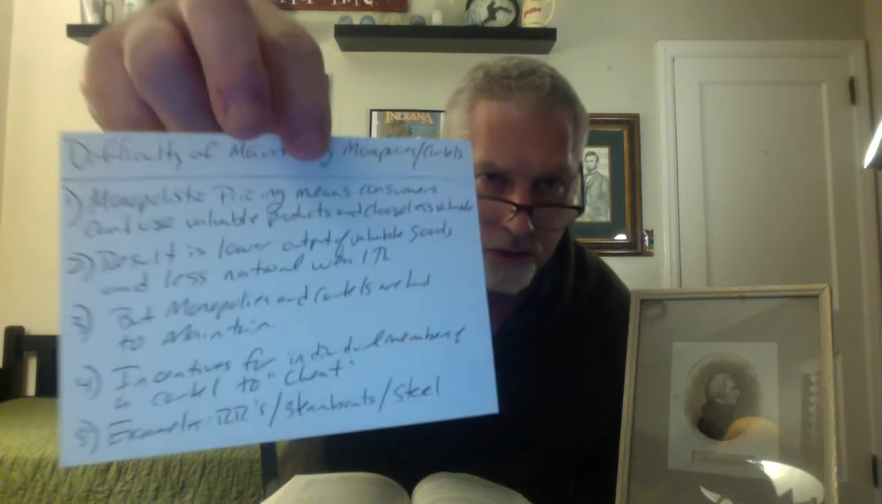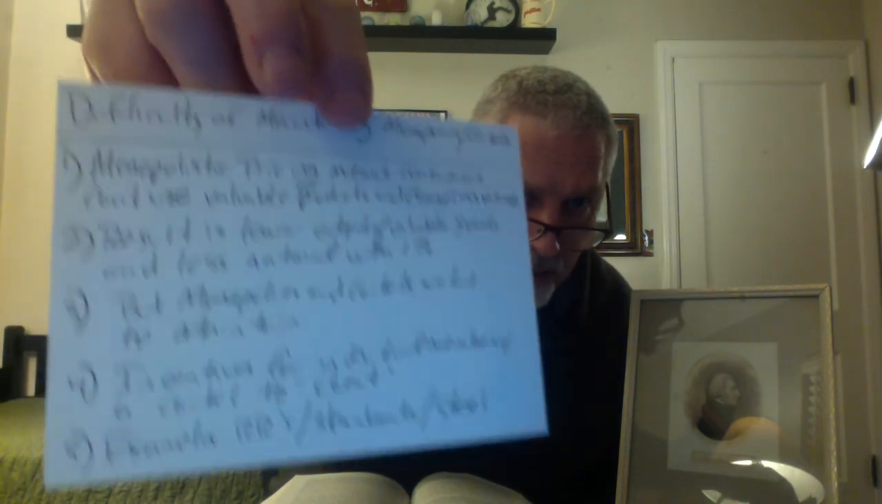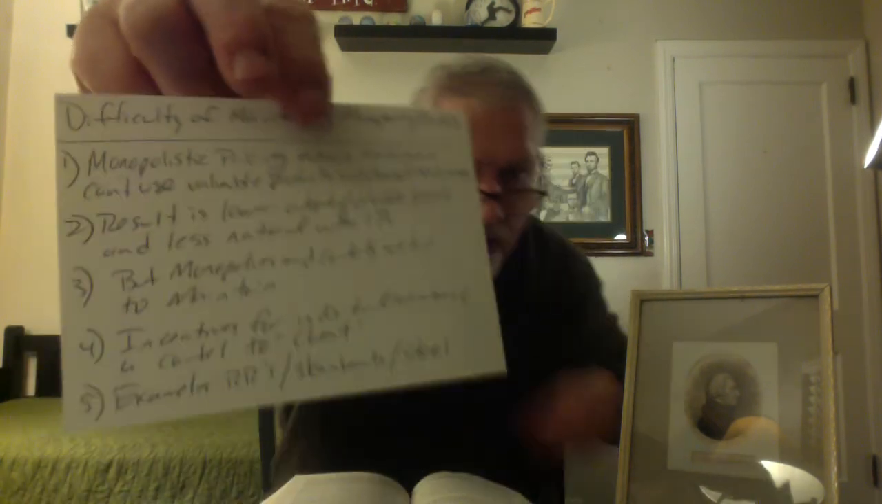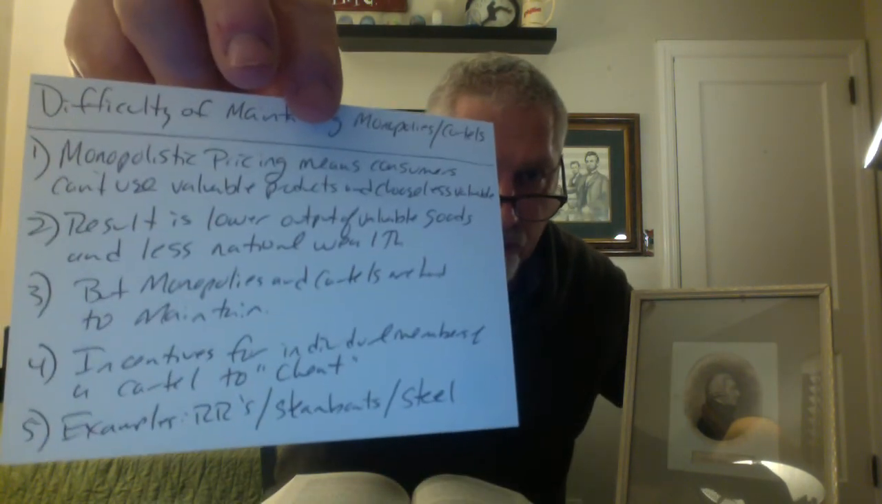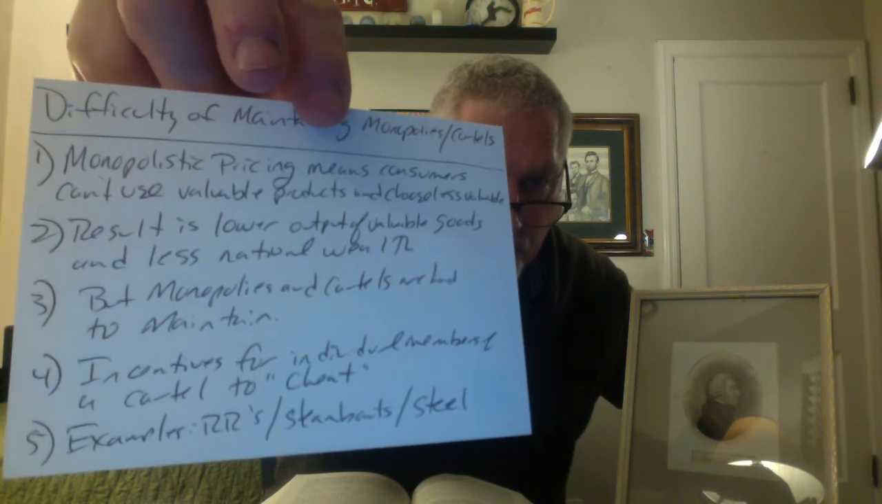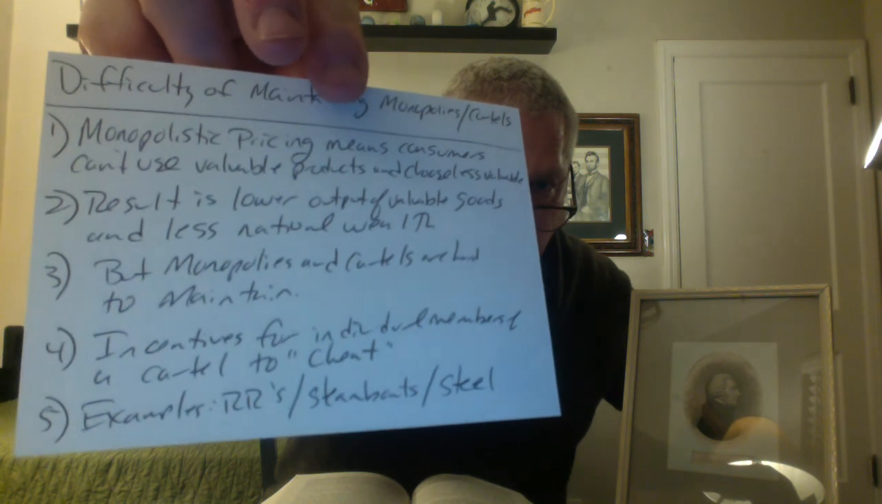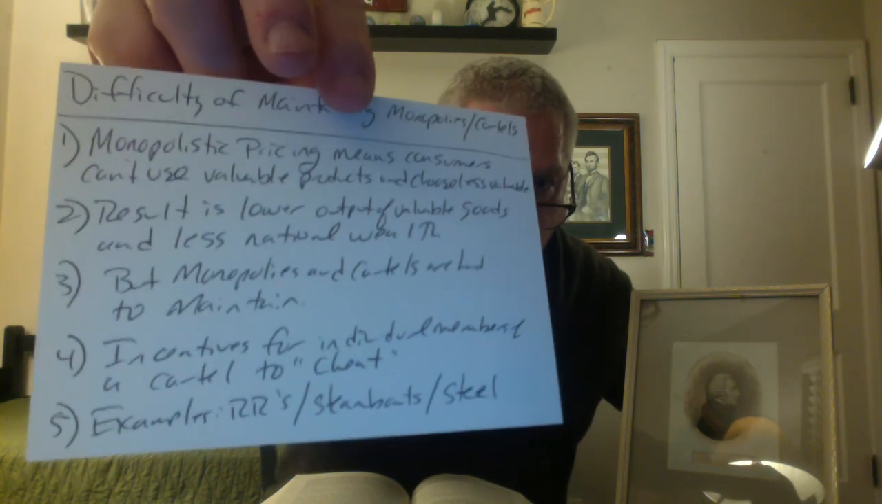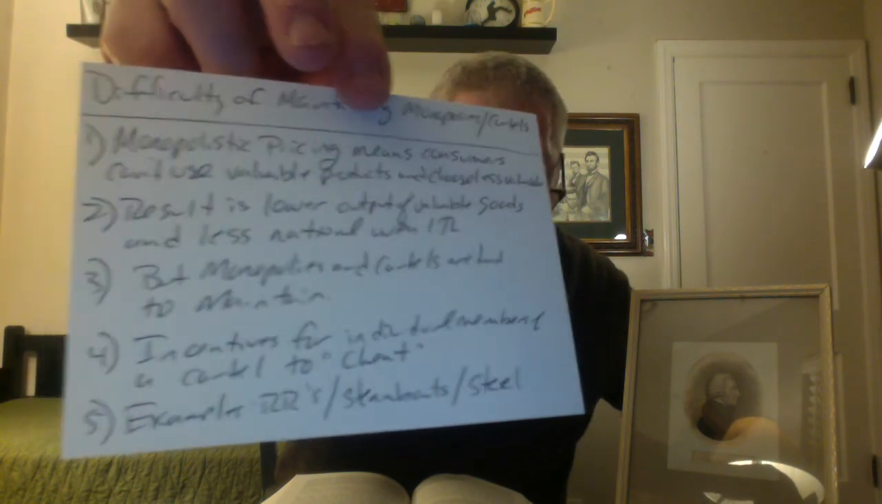So anyway, this kind of goes into, again, the monopolistic price means that less valuable products are going to be used, and less national wealth. But monopolies and cartels are hard to maintain. There are always incentives for individual members of a cartel to cheat, and there are examples in history: railroads, steamboats. Steel is the exception that proves the rule, and that did require government intervention.